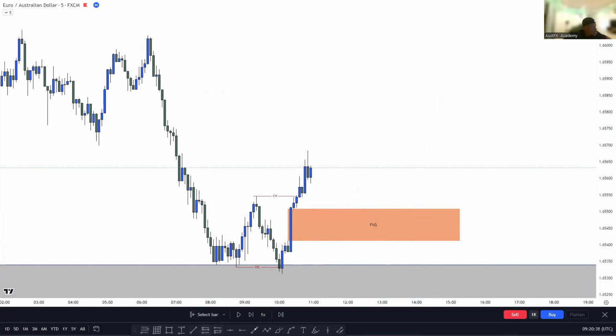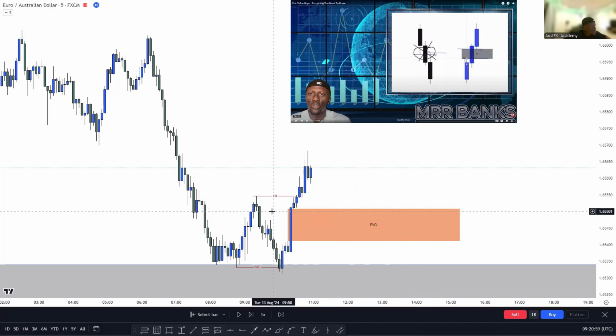After that, we mark our fair value gap sitting right here. And if we look on the right too, we could clearly see that price created this bearish fair value gap here. And price has actually violated this bearish fair value gap. So if you watch my other video that I made on fair value gaps, you would actually understand what an inversion fair value gap is.